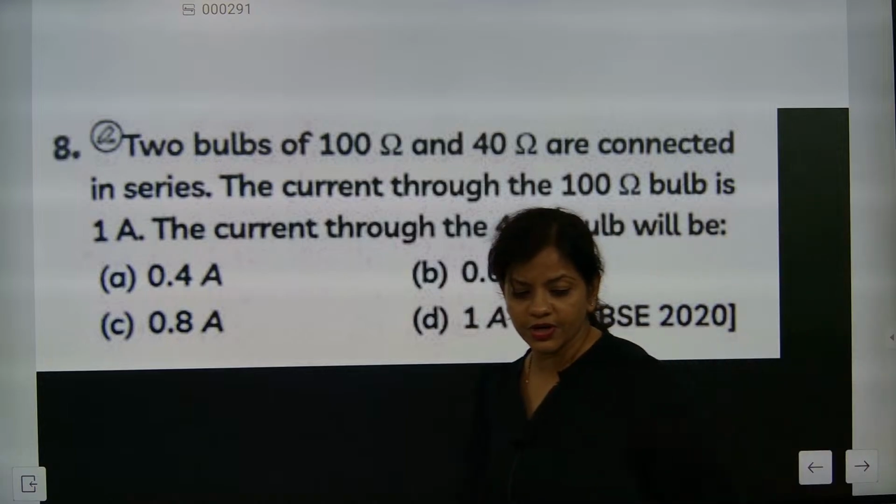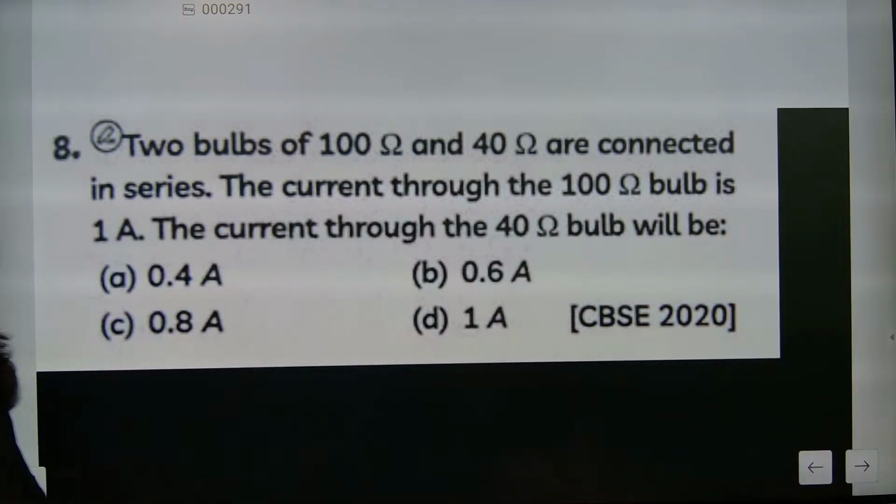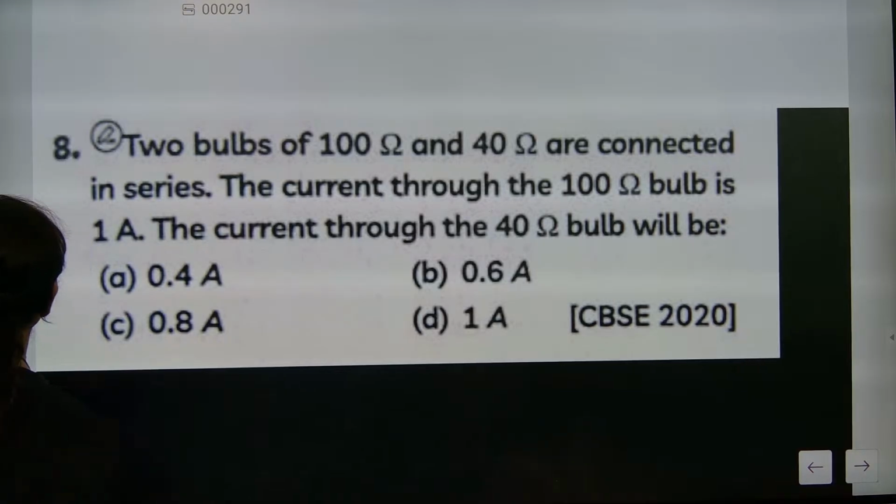Please note, CBSE 2020 questions we are encountering first. Different sets are having different questions, so please kindly remember this one. They are connected in series.